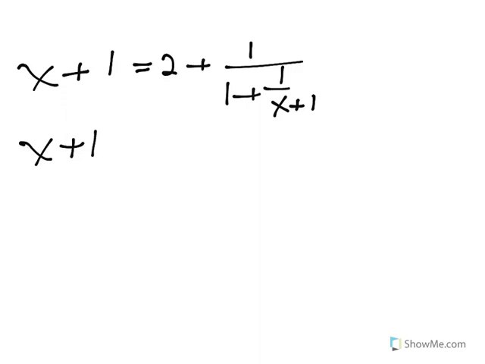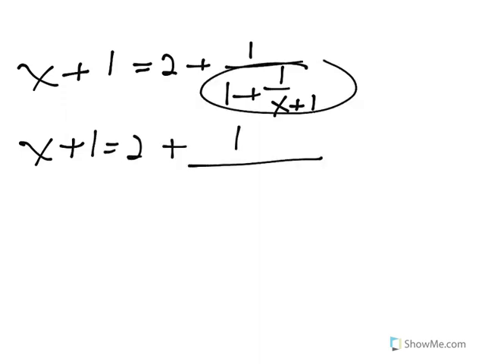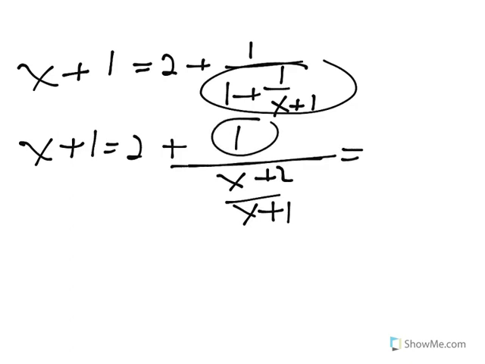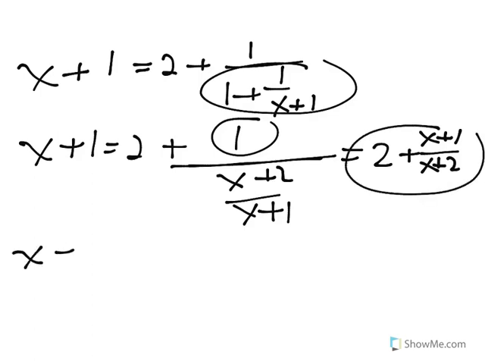And this, unfortunately, is going to take a little bit of unpacking. I'm going to work my way from the bottom to the top. So 1 plus 1 over x plus 1 is x plus 2 over x plus 1. Now there's a 1 in the numerator, so we can take the reciprocal of that. So it's 2 plus x plus 1 over x plus 2. Now I can add these together, again with a common denominator. So x plus 2 times 2 is 2x plus 4, so this becomes 3x plus 5 over x plus 2.